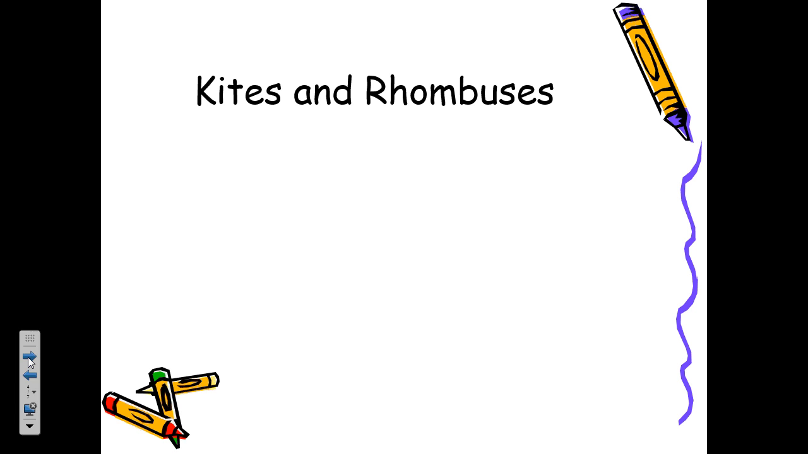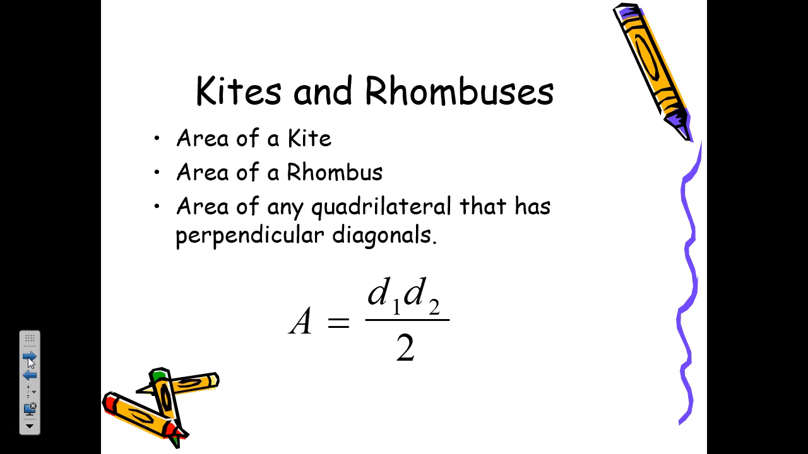Okay, so now let's look at kites and rhombuses. These are really easy because the area of a kite and the area of a rhombus is going to be the exact same thing. And in all honesty, you can use any quadrilateral that has perpendicular diagonals. You can use this formula for those. So all you're going to do is take diagonal 1 times diagonal 2, and you're going to divide by 2. So you're just going to multiply those diagonals and then cut that product in half.